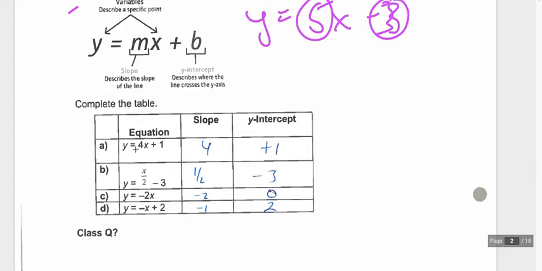Okay, so real quick, if we have an equation like this, you can tell me that the slope is 4 and the y-intercept is 1. If you have something like this, that's the same as this, and that's the slope. That's the y-intercept.